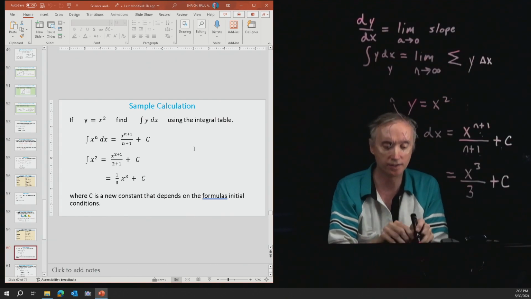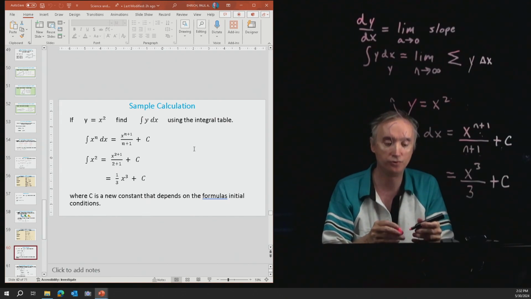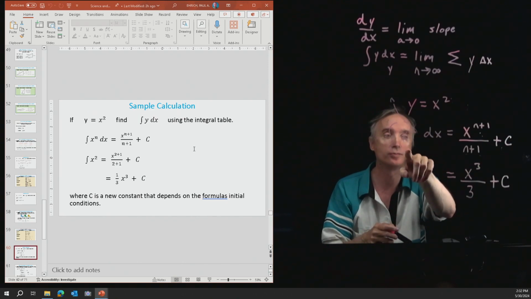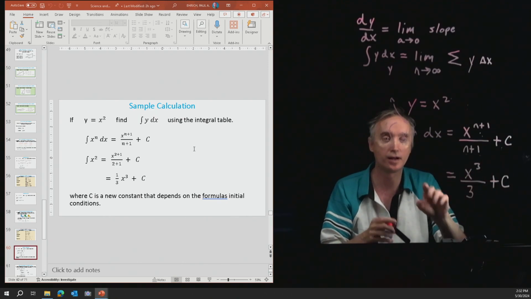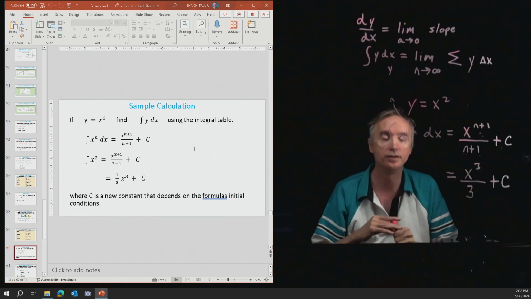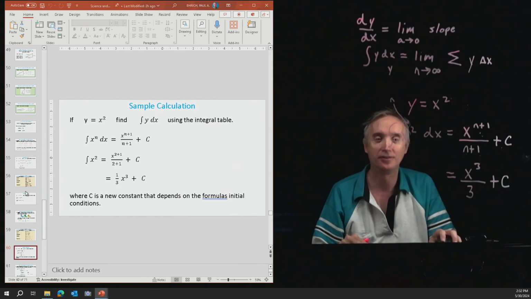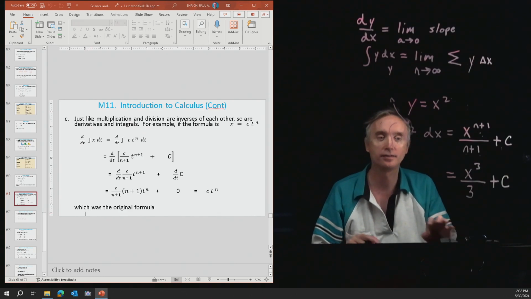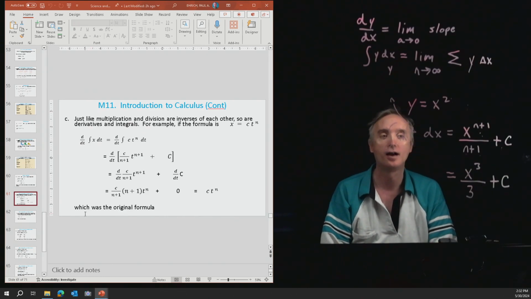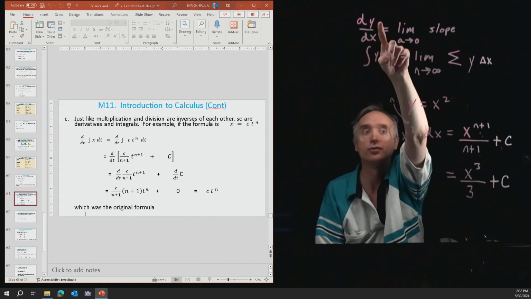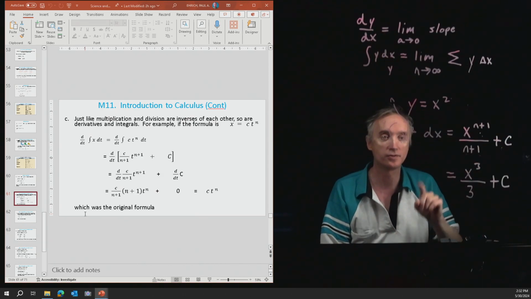And that constant, you have to know what the initial conditions are for the formula in order to figure that out. And I'm going to show you what I mean by that in the next video. Okay? All right, let's keep going here. So let's take a break, and when we come back, I want to show you that the derivative and the integral are inverses of each other. So I'll see you in just a moment.